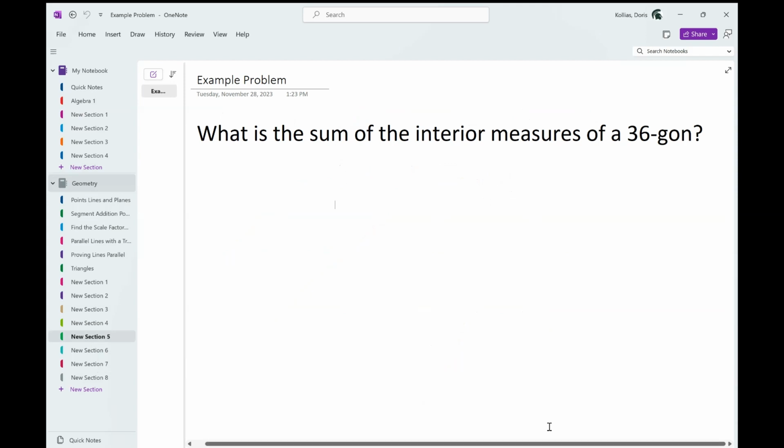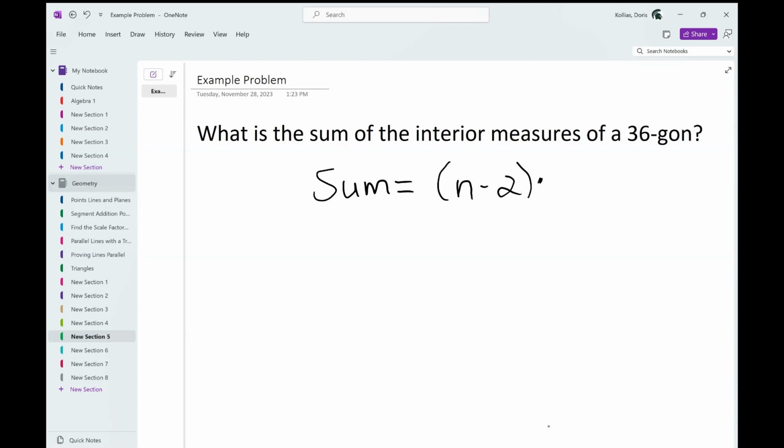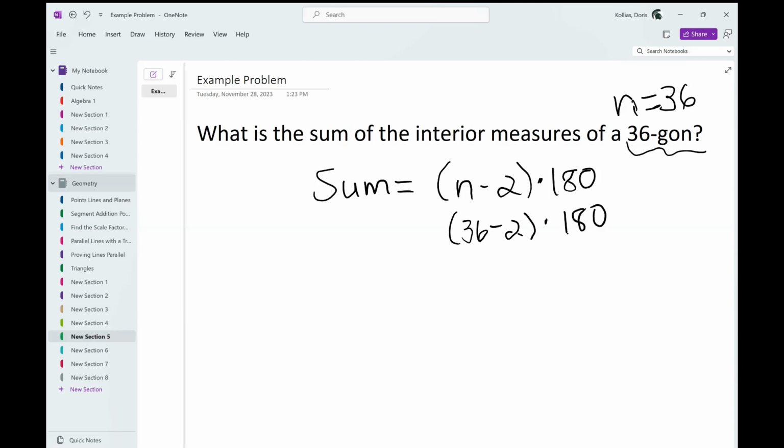So let's take a look at what we just talked about. What's the sum of the interior measures of a 36-sided polygon? All right, so we know that the sum will always equal (n − 2) times 180. So our figure that we're looking at here has an n number of 36, right? It's 36-sided. So if I plug in 36 − 2 times 180, I'm really just multiplying 34 times 180.